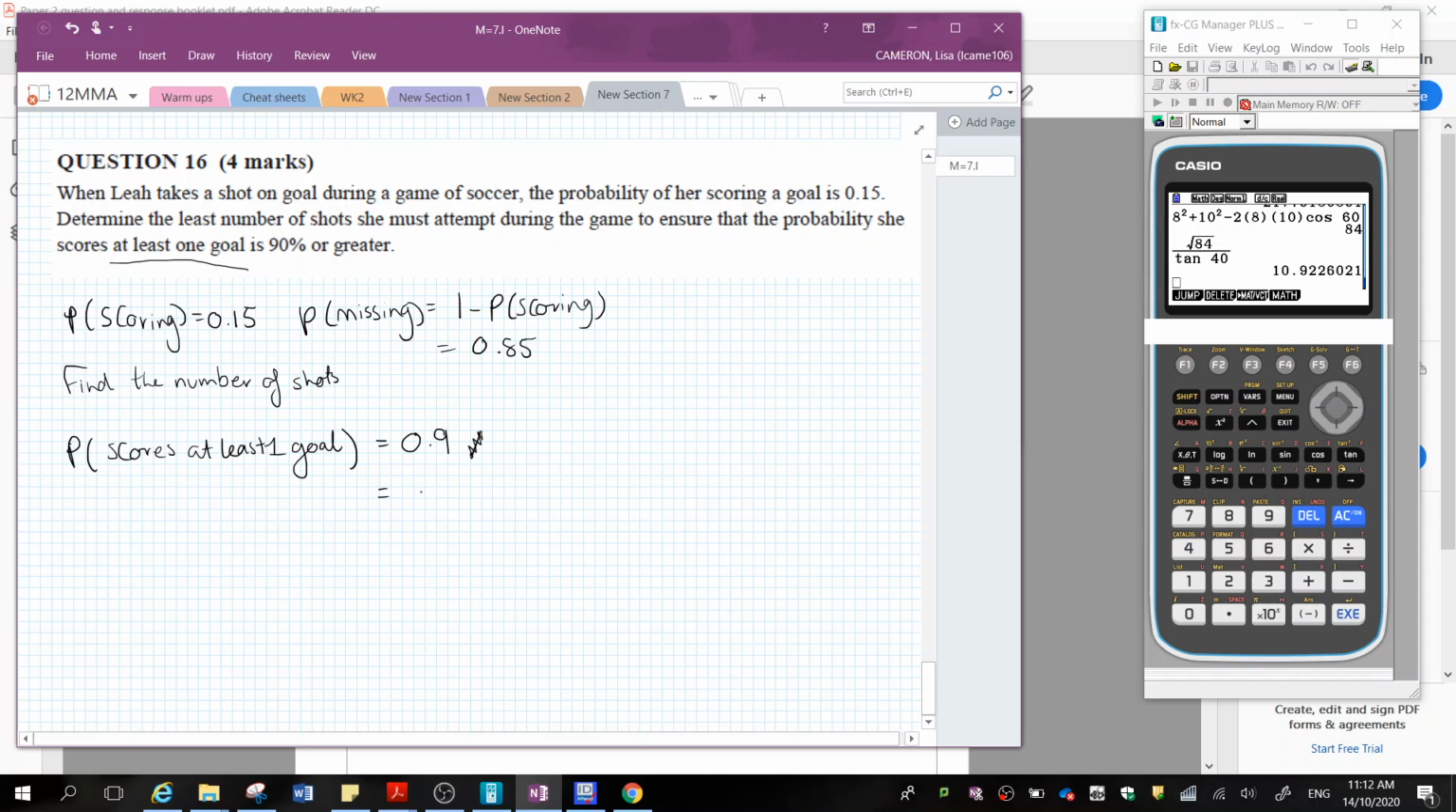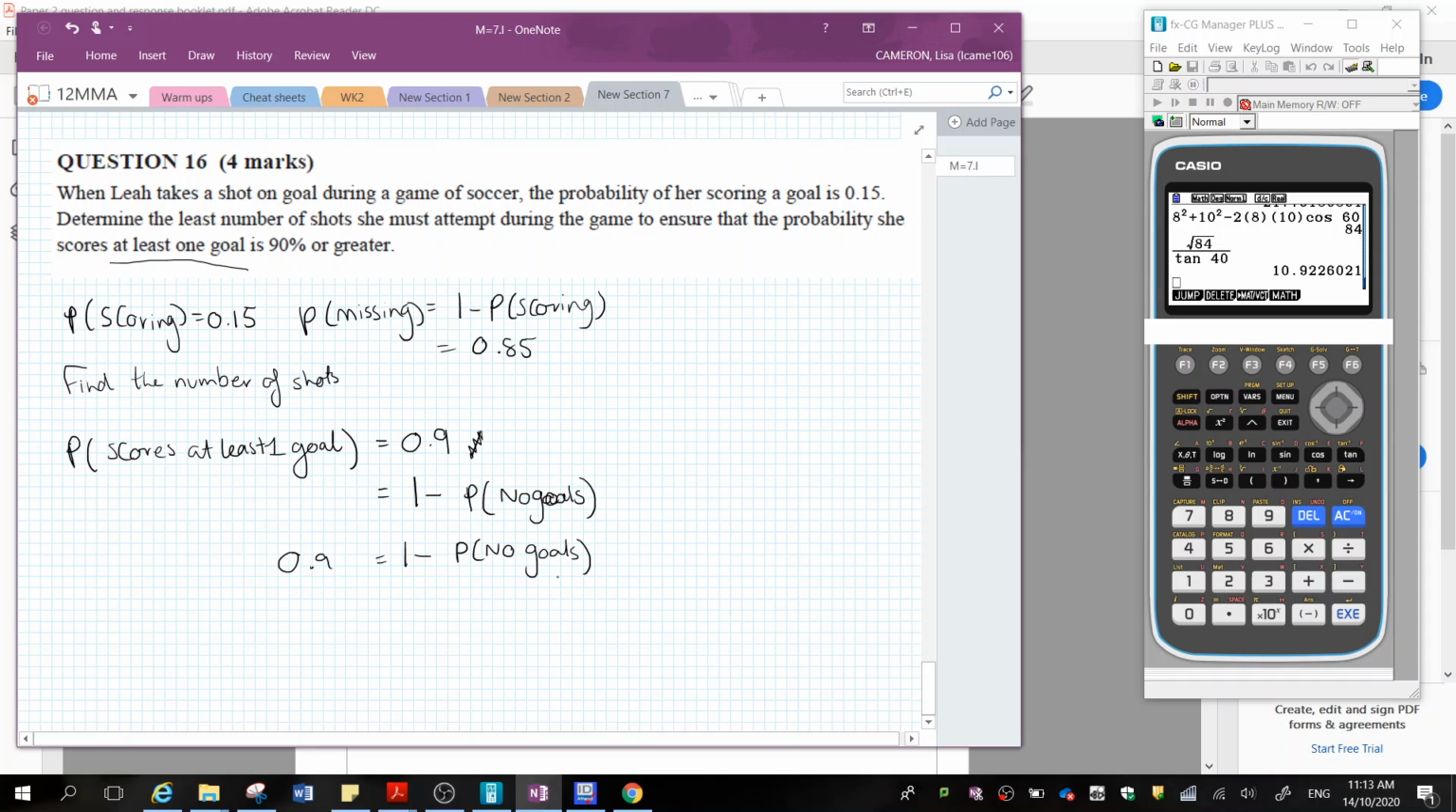Okay, so if she's scoring at least one goal, that also means that we want to find the probability that she scores no goals. So it's going to be 1 minus the probability of no goals. So that's the complementary event that we're going to use because it's too hard to determine without knowing n. Okay, so this is what we've got so far. So we want the probability that she scores no goals to be equal to 0.9.